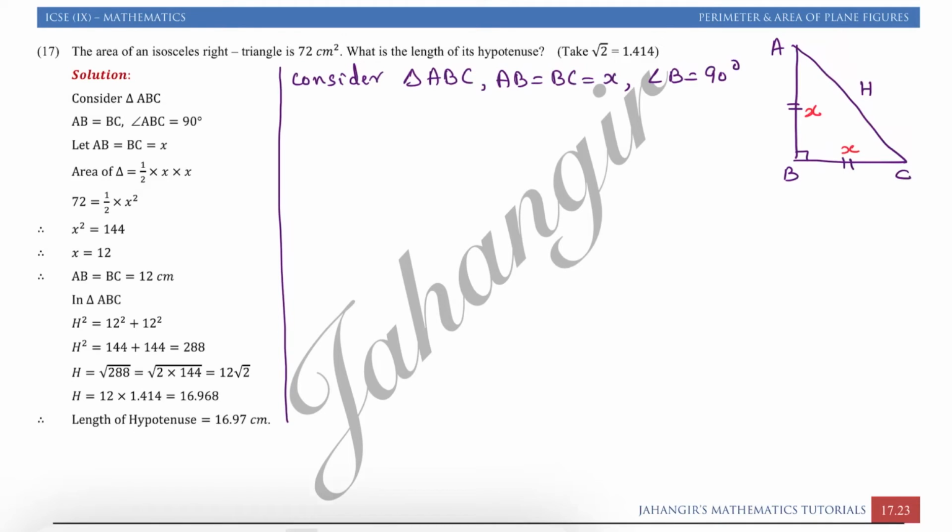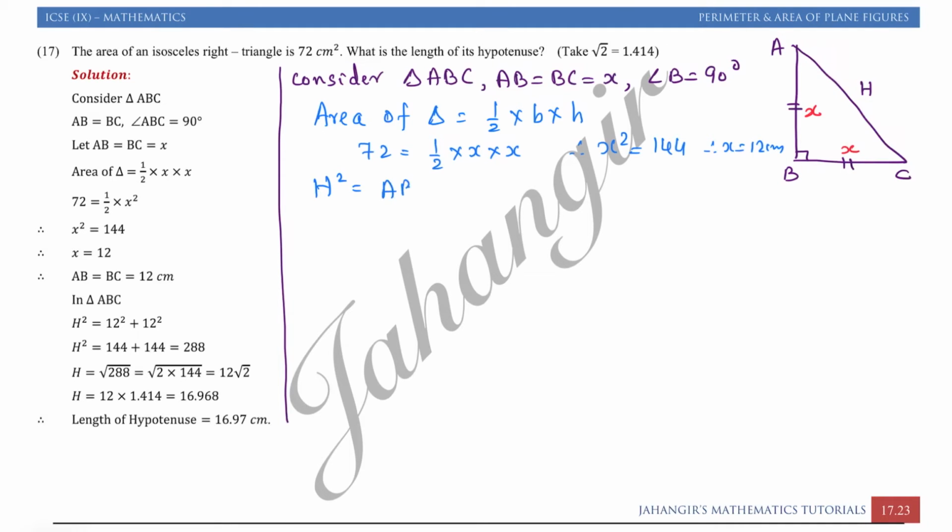So as per the formula, area of triangle is equal to half into base into height. So that is 72 is equal to half into x square. So therefore x square is equal to 144. So therefore x is equal to 12 centimeter. Once you get x, we can find the hypotenuse by considering Pythagoras theorem. H square is equal to AB square plus BC square.